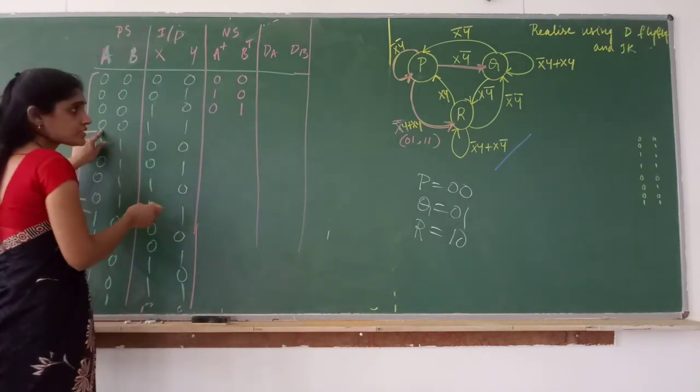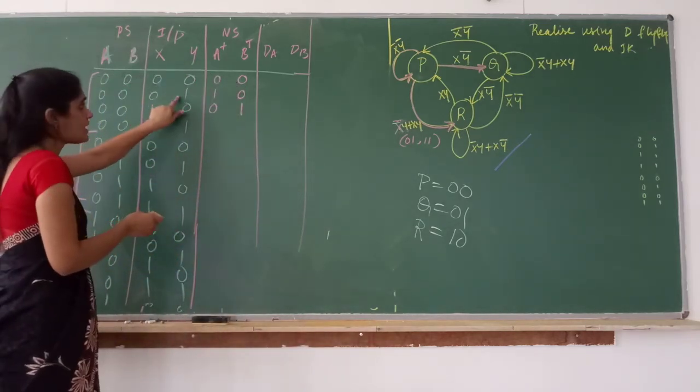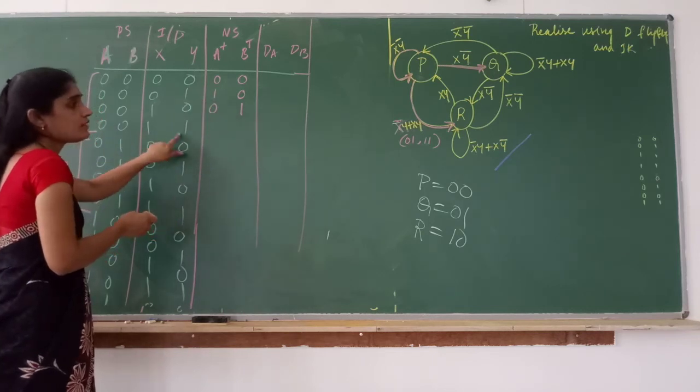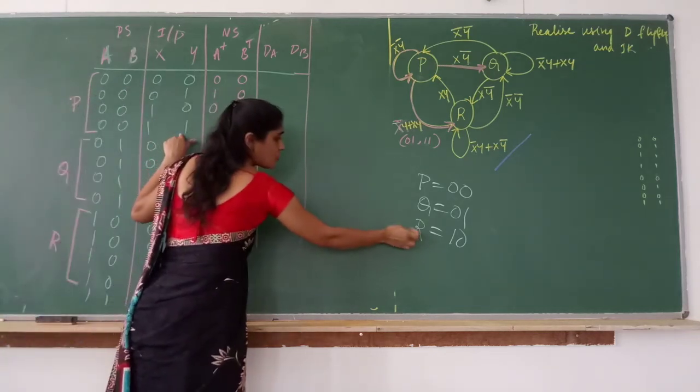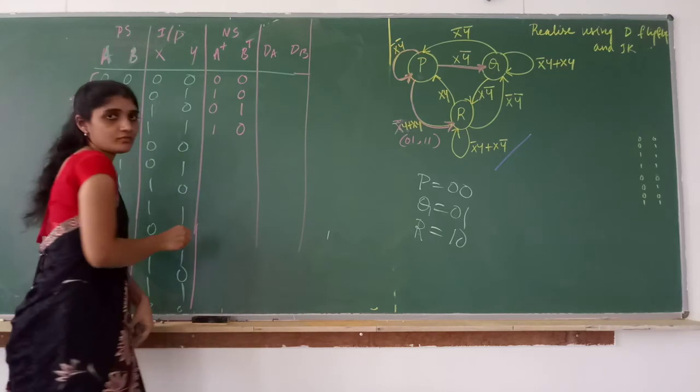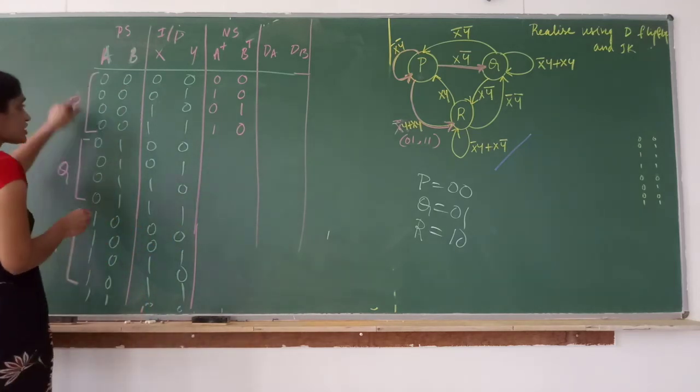So, when present state is P, 0, 1, transition to R. 1, 1, again there is a transition to R. What is R? 1, 0. So this is when present state is P.